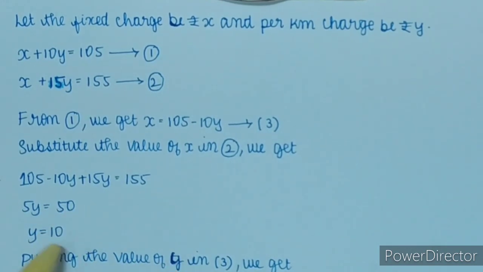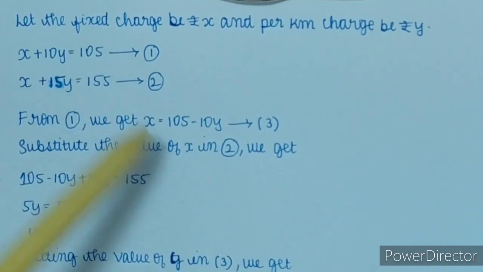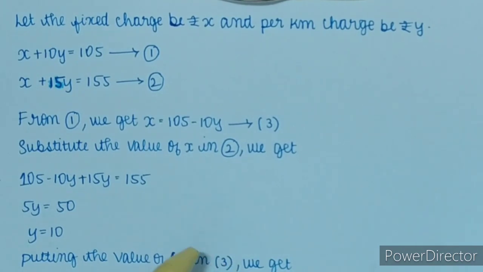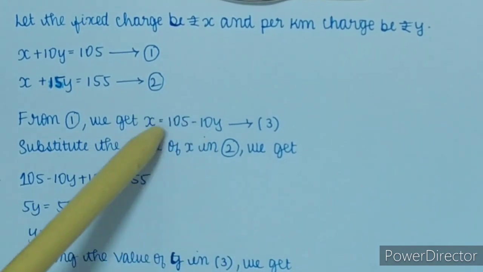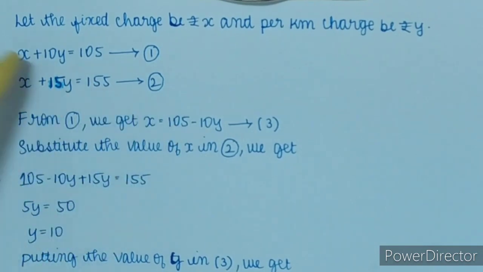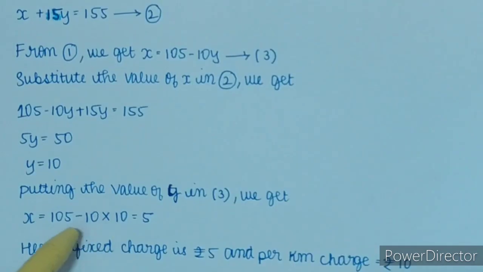Putting this value of y equal to 10, we can put it in either the third or the first equation. I am putting it in the third equation. This is up to you, because the third equation is derived from the first equation, so it doesn't matter. You can substitute the value of y in any of the equations. So we get x is equal to 105 minus 10 into 10. 10 tens are 100, and 105 minus 100 is equal to 5. Hence, the fixed charge is rupees 5 and the per kilometer charge is rupees 10.